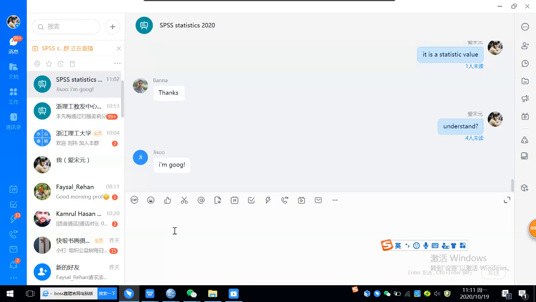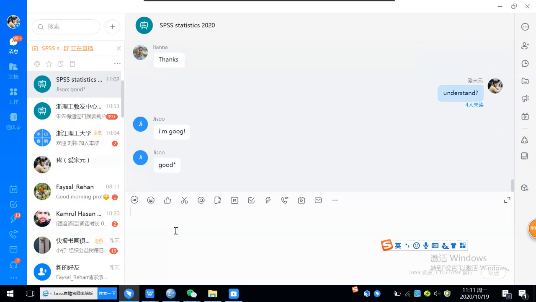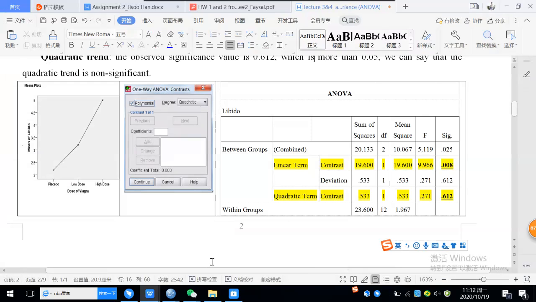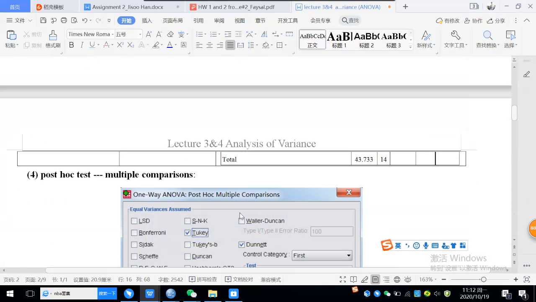This is the first further study, trend analysis, because from the main plot, we think it looks like it has a linear trend. Then we will test if it really has a linear trend, because sometimes the plot looks like it has a linear trend, but in fact the linear trend is not significant. So next we will continue our further analysis.